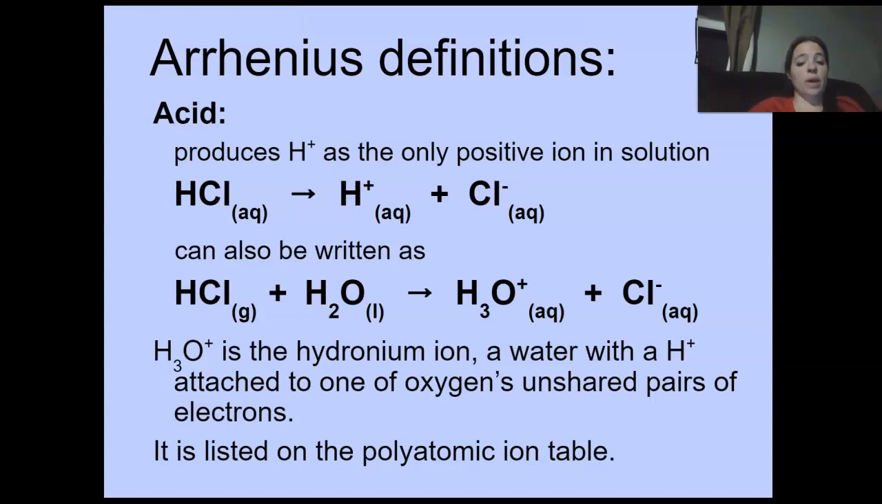The hydronium ion, H3O+, is a water with a hydrogen ion attached to one of the oxygen's unshared pairs of electrons. Remember, oxygen has two. But it does share, and we'll see it in just a second. It is listed on the polyatomic ion table in our reference table.